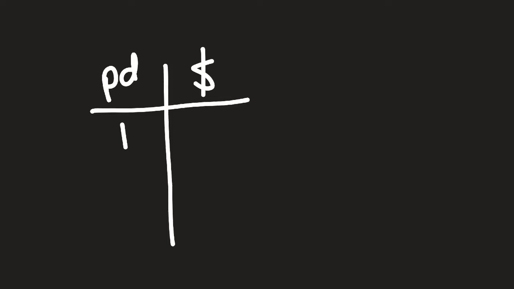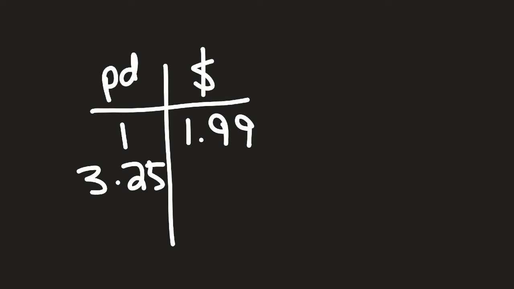So if it's $1.99 for 1 pound, so you have pounds and cost here. 1 pound is $1.99. We want to figure out the cost for 3.25 pounds. So to do that, you need to multiply both sides by 3.25.